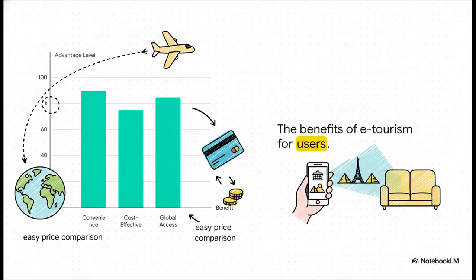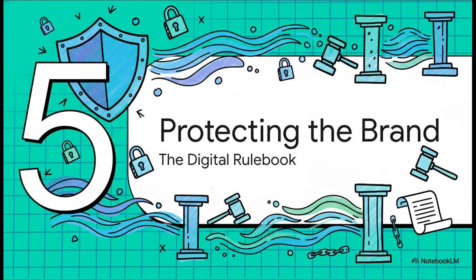Well, because all this tech creates some huge advantages. It's way more convenient, right? It's often cheaper because you can compare prices in a snap, and it gives you access to a whole world of options right from your living room couch. But, building this amazing, complex digital world also creates a whole new kind of challenge. Once you've built a brand or a service online, how do you actually protect it? And that brings us to our final layer, the legal stuff, the rules of our new digital world.